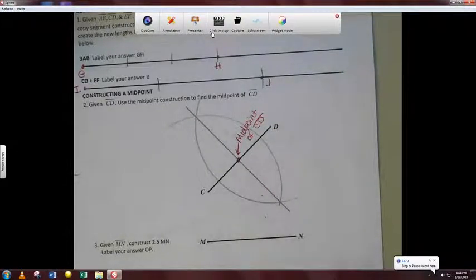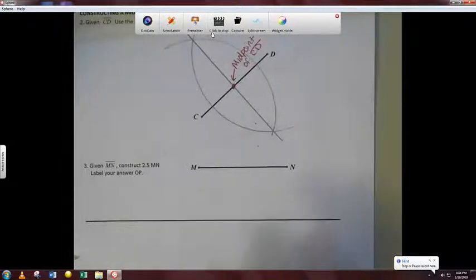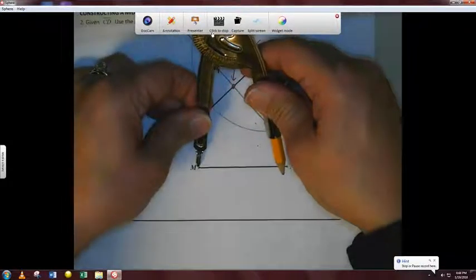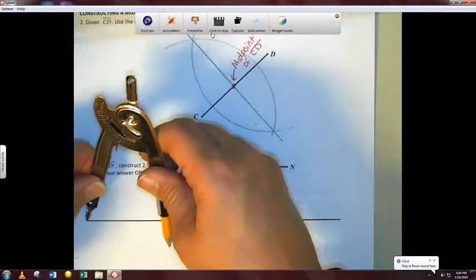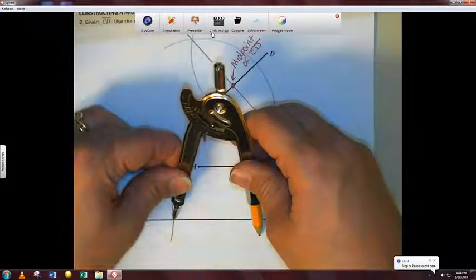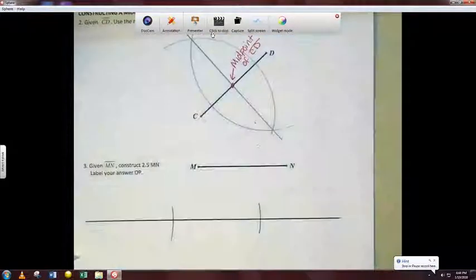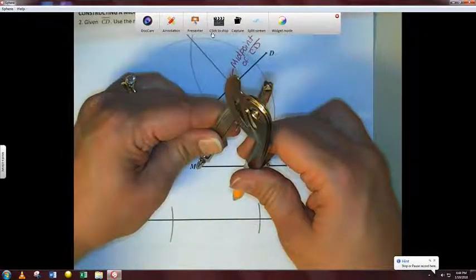So now in problem 3, I'm going to construct a line segment that is 2.5 times segment MN that's given here. So I'm going to start by measuring MN. And here's 1 MN. Put the compass point where the arc finishes. Here's 2 MN. And now I have to figure out what half of MN is. So if I just do the football construction on segment MN up here, I'll be able to find my midpoint.